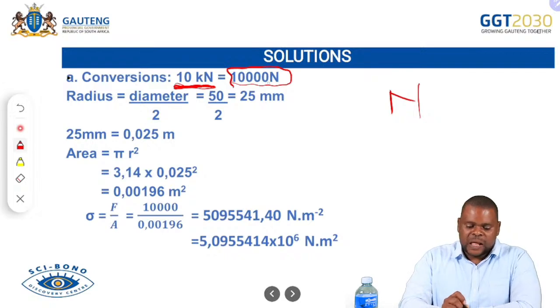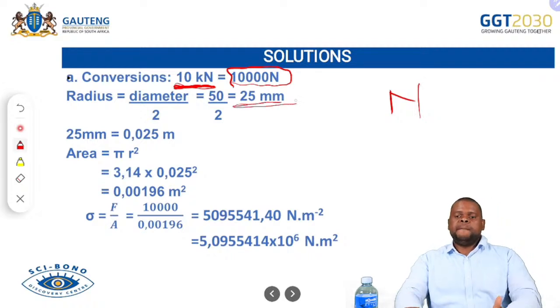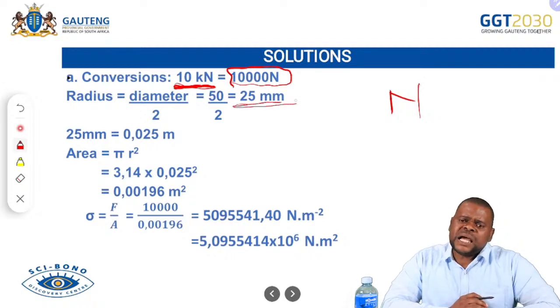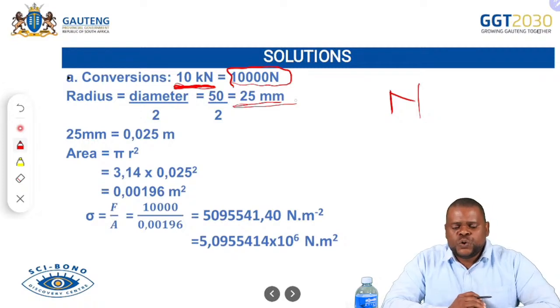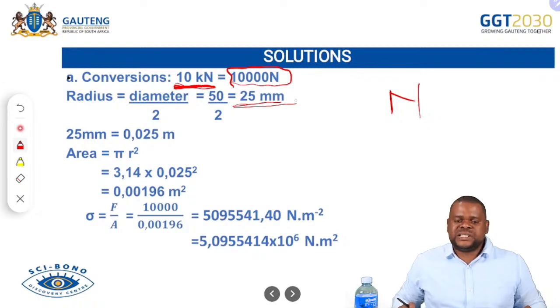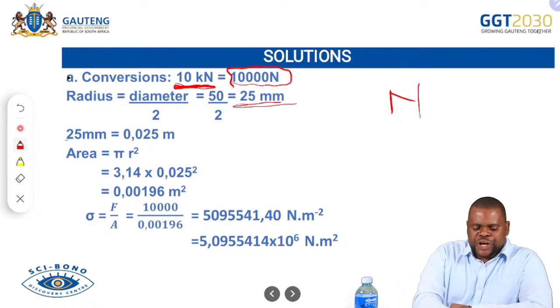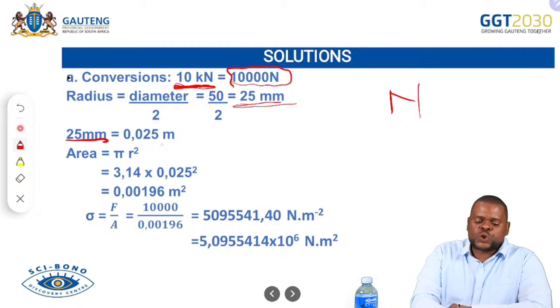The radius. Now we need to calculate the radius. We said the radius is the diameter divided by 2. The diameter was given to us as 50 millimeters. Then we divide that by 2 to get 25 millimeters. But millimeter is not the SI unit for length or for radius. The SI unit is meters. That means we need to change this 25 millimeters into meters.